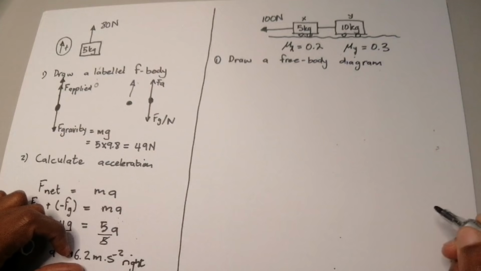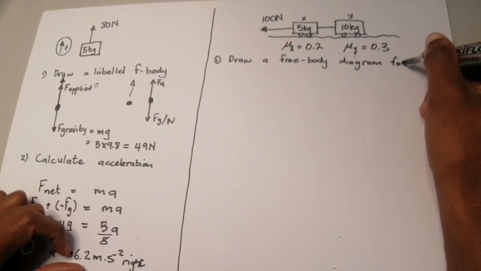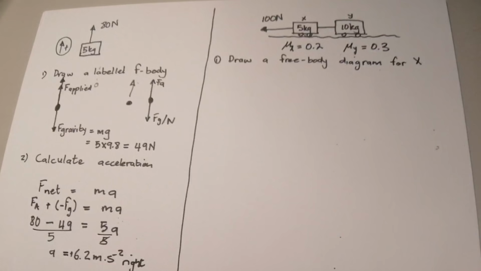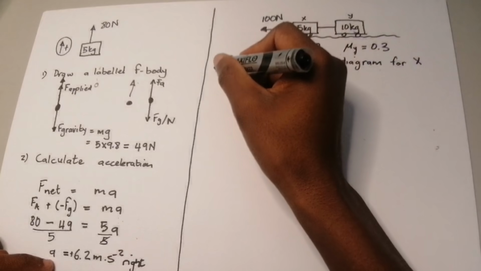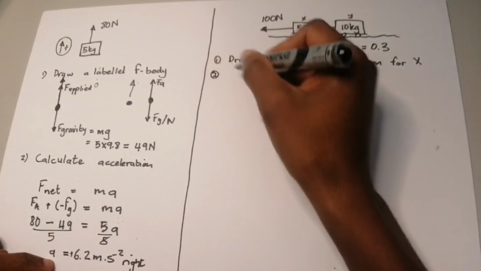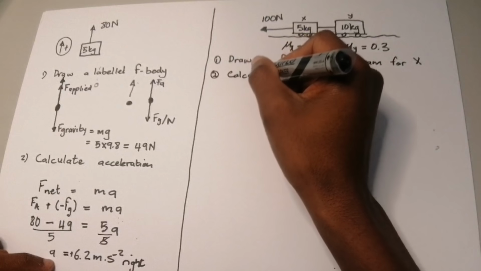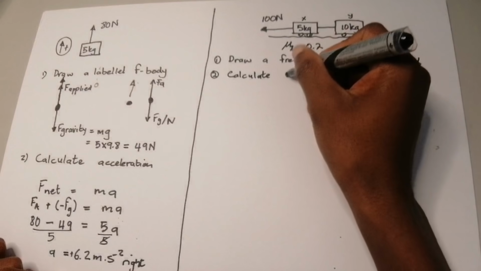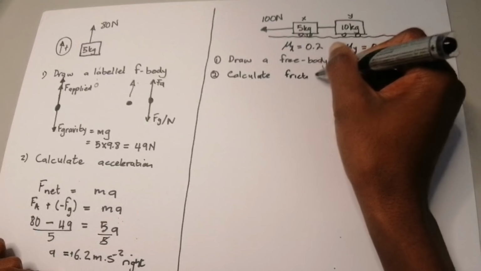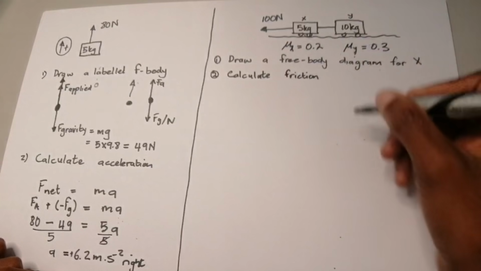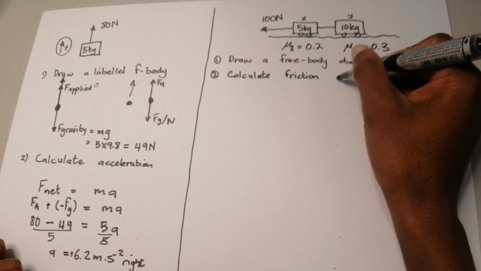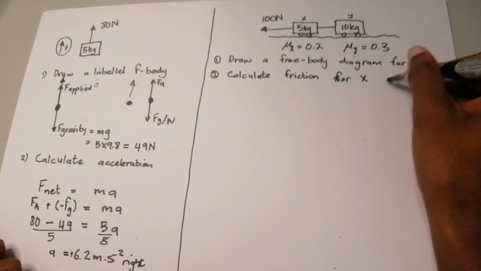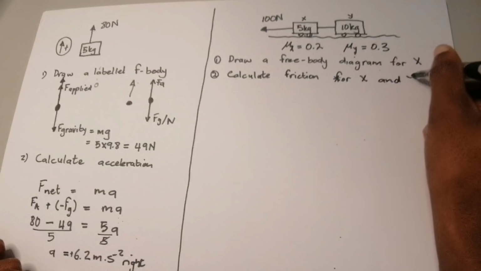So let's draw a free body diagram for X. Okay, so this is for body X. And then what we're going to do is just calculate friction for both systems. So let's calculate the frictional force, calculate kinetic friction for X, okay, for X and Y.